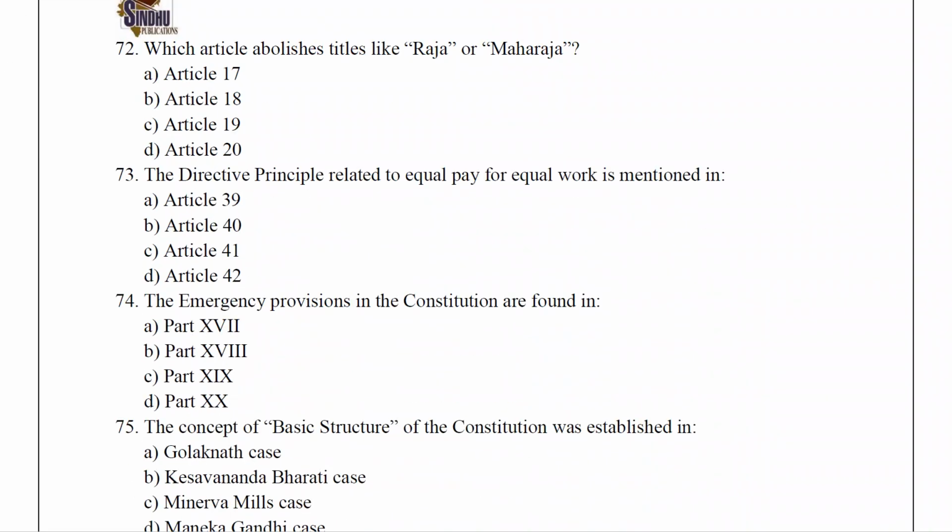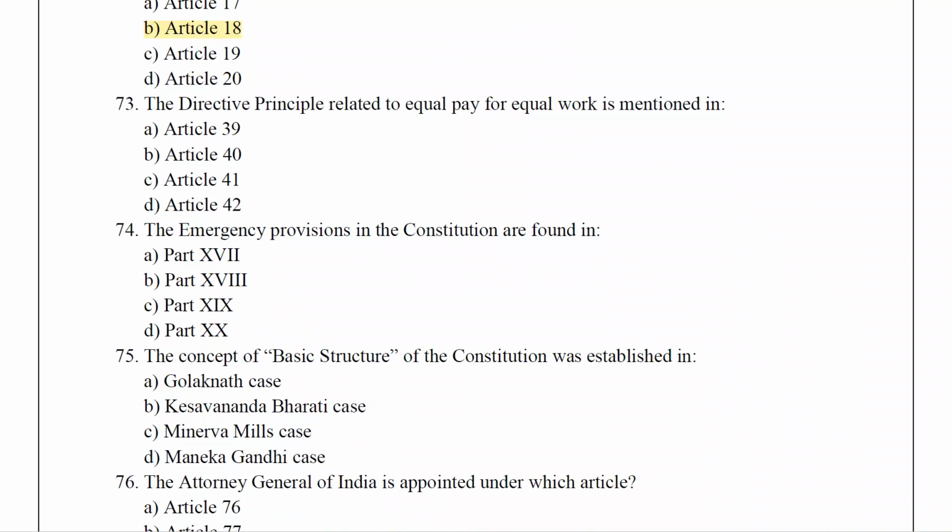Which article abolishes titles like Raja or Maharaja? The answer is Article 18. The directive principle related to equal pay for equal work is mentioned in Article 39.